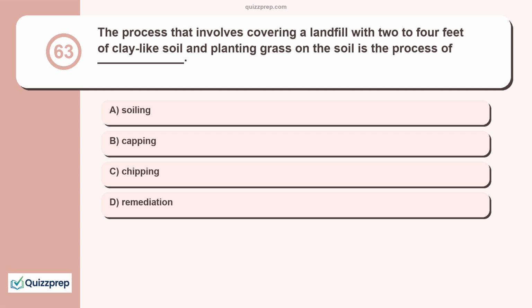Question 63. The process that involves covering a landfill with 2 to 4 feet of clay-like soil and planting grass on the soil is the process of: soiling, capping, chipping, remediation.